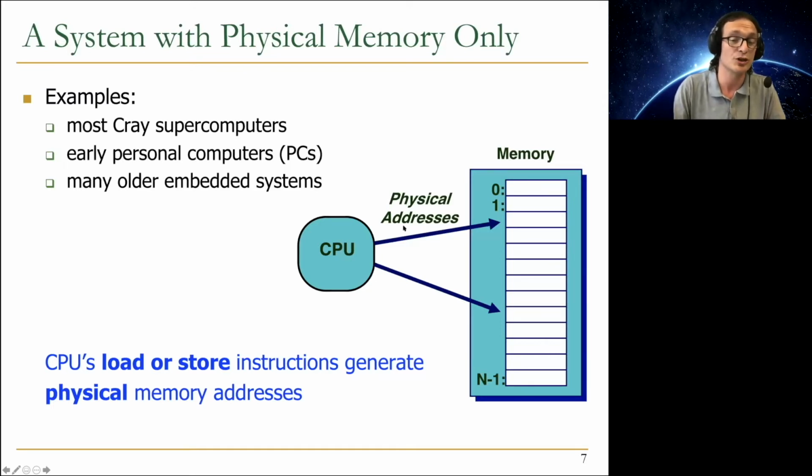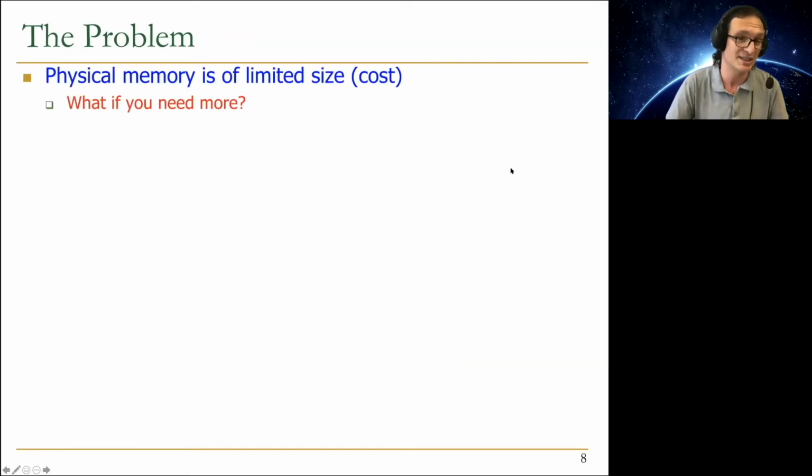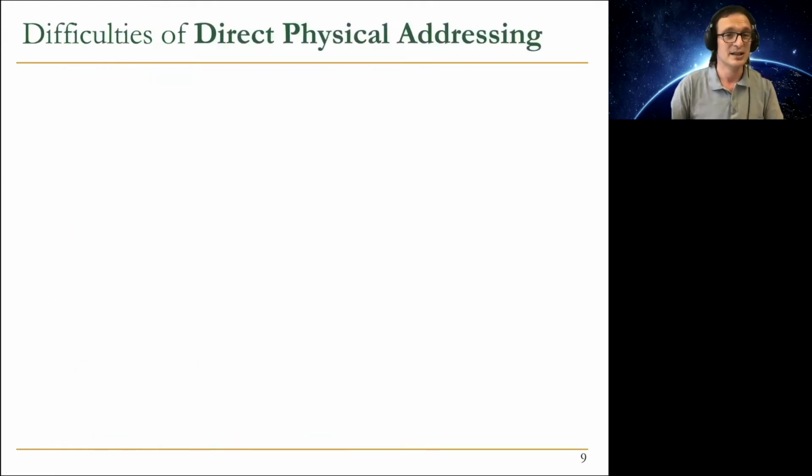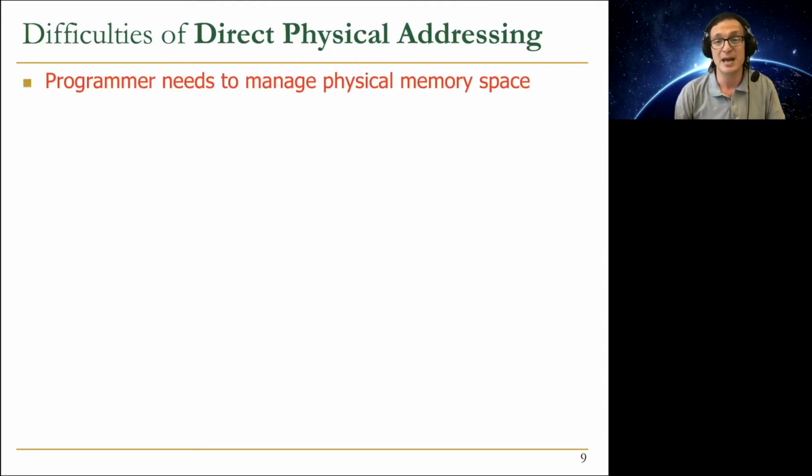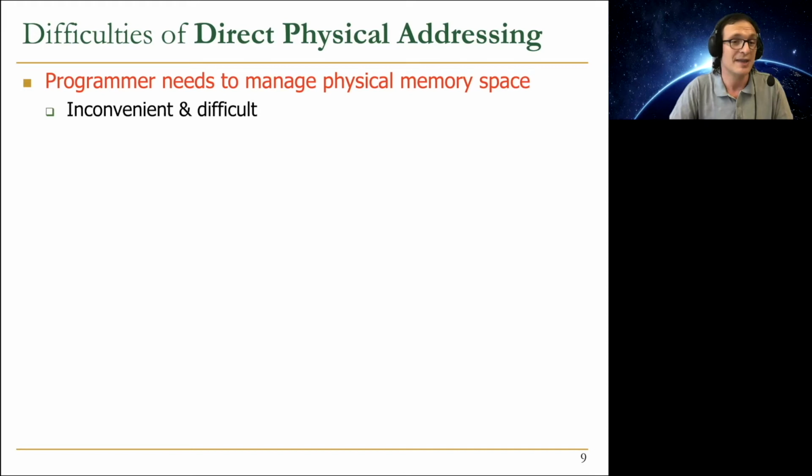CPU will generate virtual addresses, and we're going to map them to physical addresses. Okay. So basically, let me talk a little bit more about the difficulties of direct physical addressing in the picture that I showed. Programmer needs to manage physical memory space if you have direct physical addresses, meaning CPU's load and store instructions directly reference physical memory locations. And this is clearly inconvenient and difficult, and it's bug prone also.